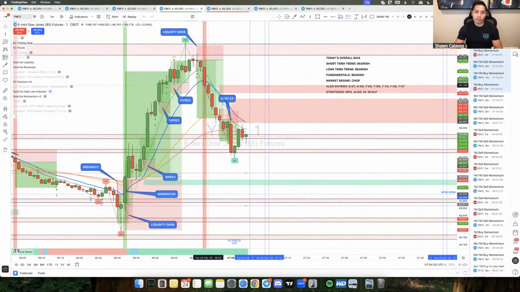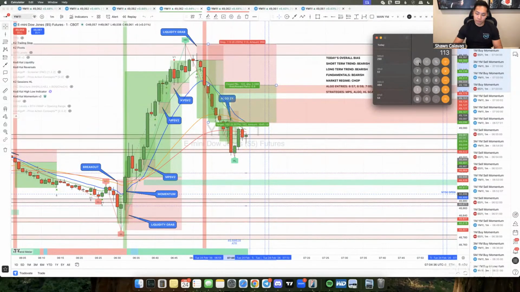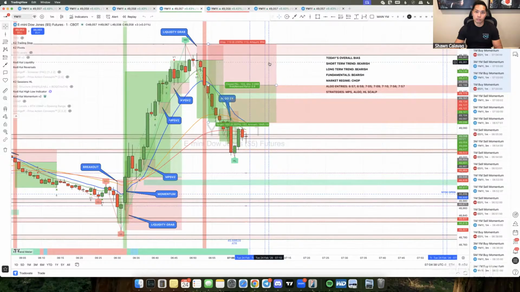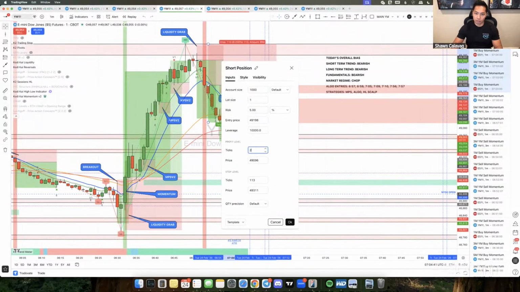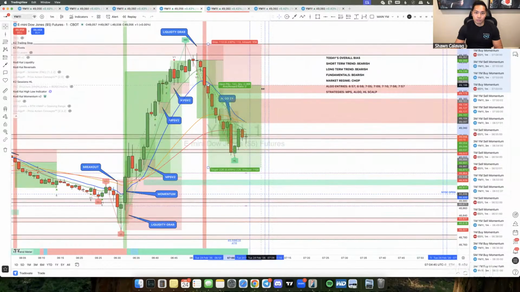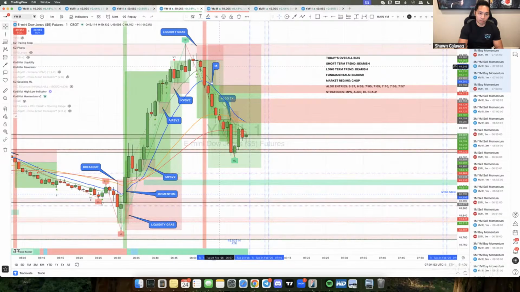We have another momentum entry right here. Let's see if this is done with. So 113 times 2, 226. Okay, so the sells are still actually running right now. We have a momentum entry that's currently running from right here. Yeah, these are a lot of entries.